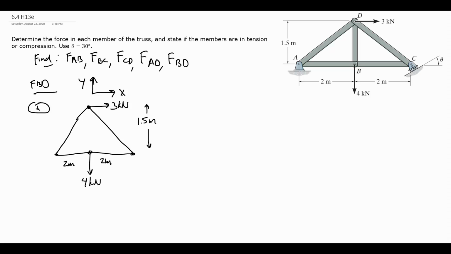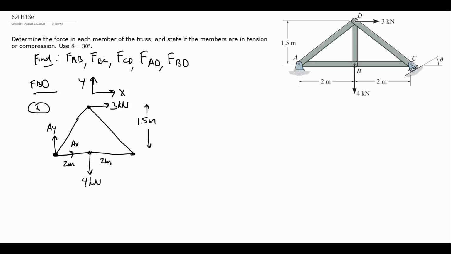We are removing the pins, so we need to know what happens at point A, and we're removing the ground at C, so we need to know what does C do, what does the ground do to point C. All right, so let's start with A, the pin. We are going to model that as an AX component and an AY component. And at C, we're going to have the normal force.